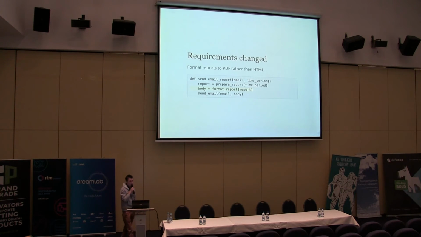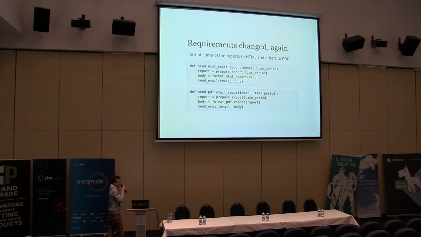Now, let's see how easy it is to make changes. Previously, we formatted reports to HTML documents. Now requirements change, and we want to format reports to PDF instead. What code do we change then? We don't have to change the code responsible for preparing report data, nor the code responsible for sending emails. We don't even have to change the function for sending email reports. We change only the function for formatting reports, only the function that's responsible for the change.